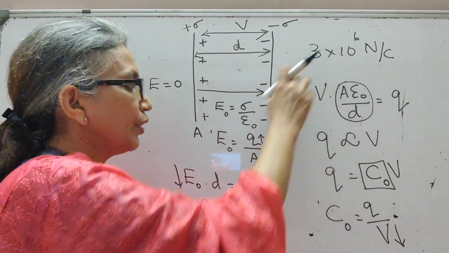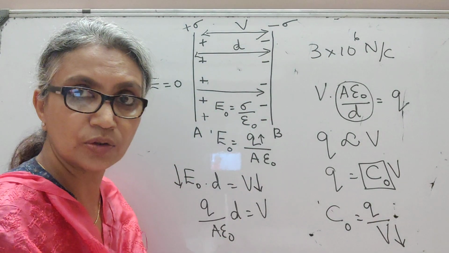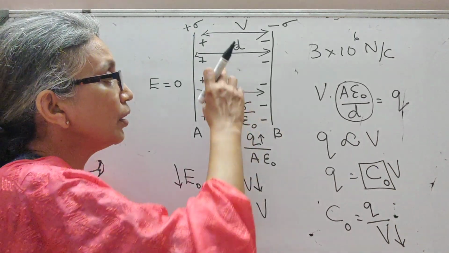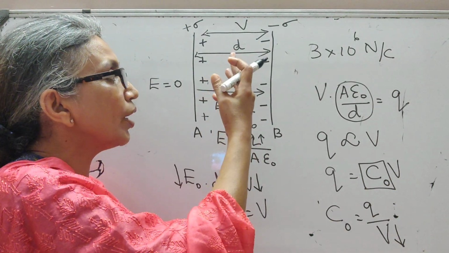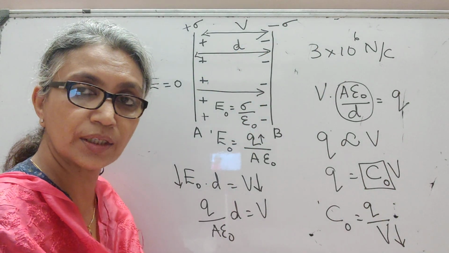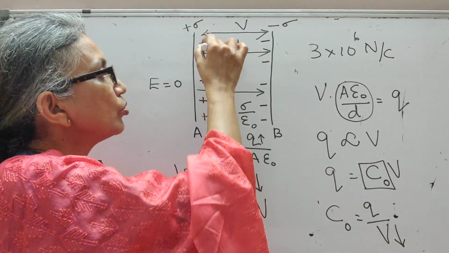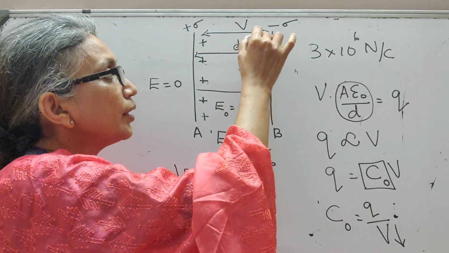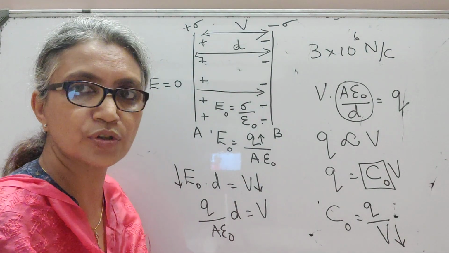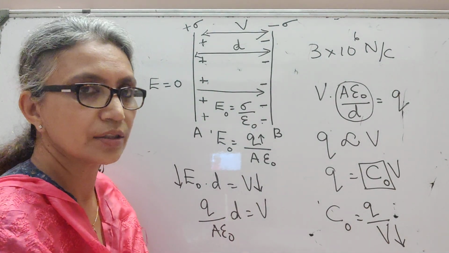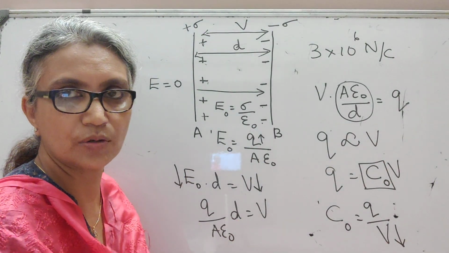If you go on increasing the charges on the plates and the electric field increases beyond this value, then the air between the plates will ionize. Ionize meaning the electric field is so high that it can pull out the electrons from the molecules of the air, and these free electrons will neutralize the positive charge and the positive ions will neutralize the negative charge, which means that charges that you've stored on the plates will start leaking. To avoid this leakage, you have to keep the electric field below the breakdown limit.